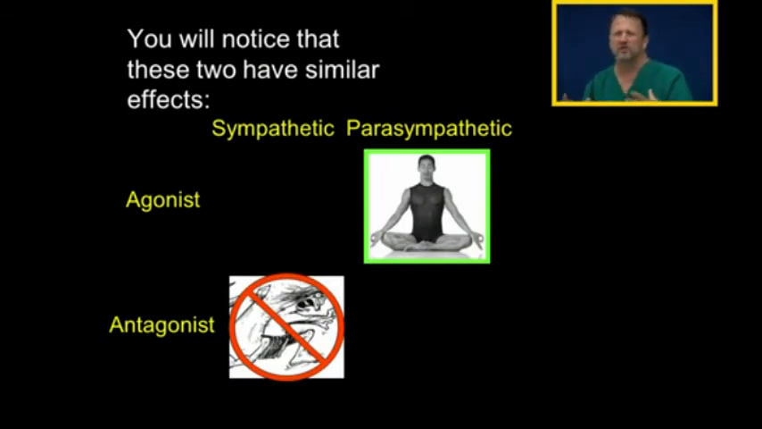So even though these drug classes, the 4 drug classes, are going to have all sorts of drugs, all sorts of drug names, all sorts of indications, what I want you guys to be able to do is take a step back and see what all the sympathetic agonists have in common. What do the parasympathetic agonists have in common? What do the sympathetic antagonists have in common? And what do the parasympathetic antagonists all have in common?